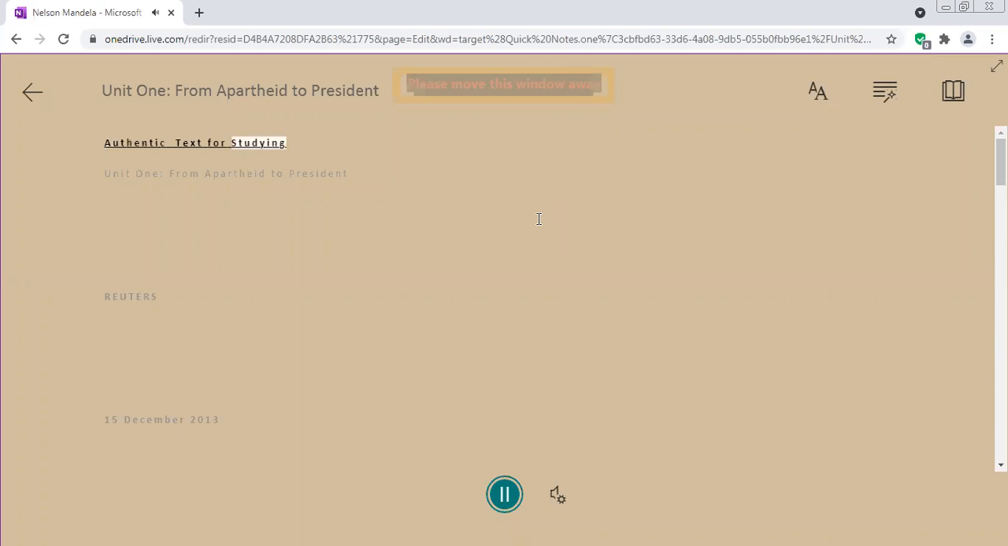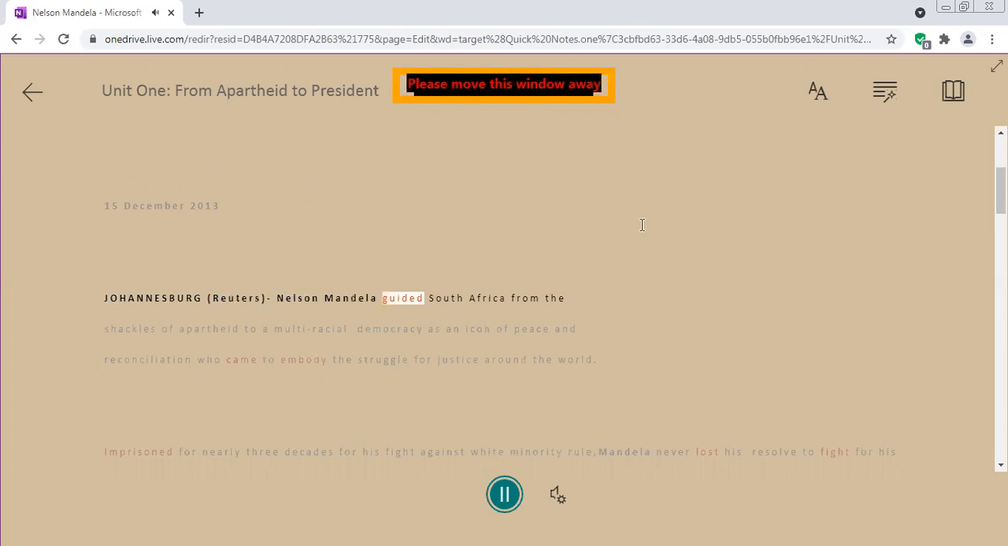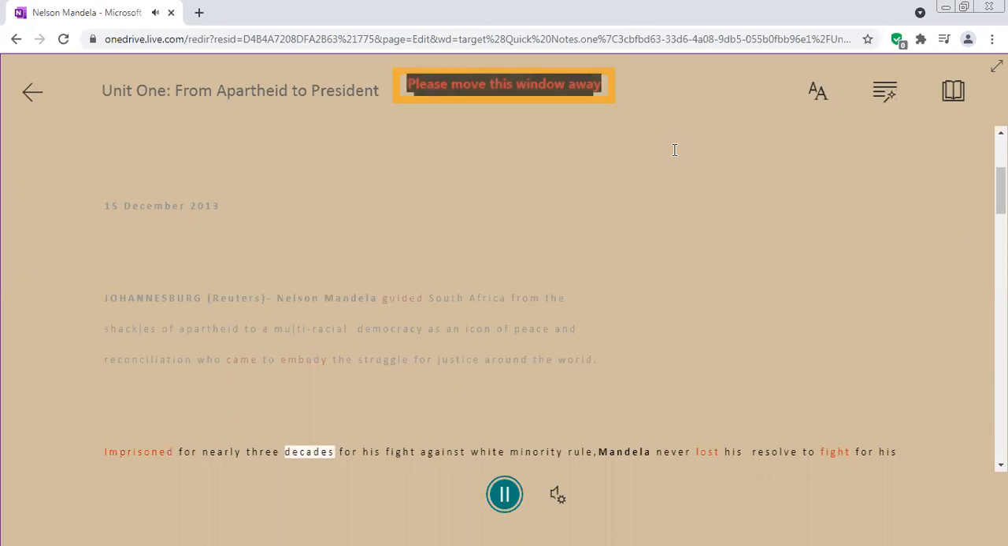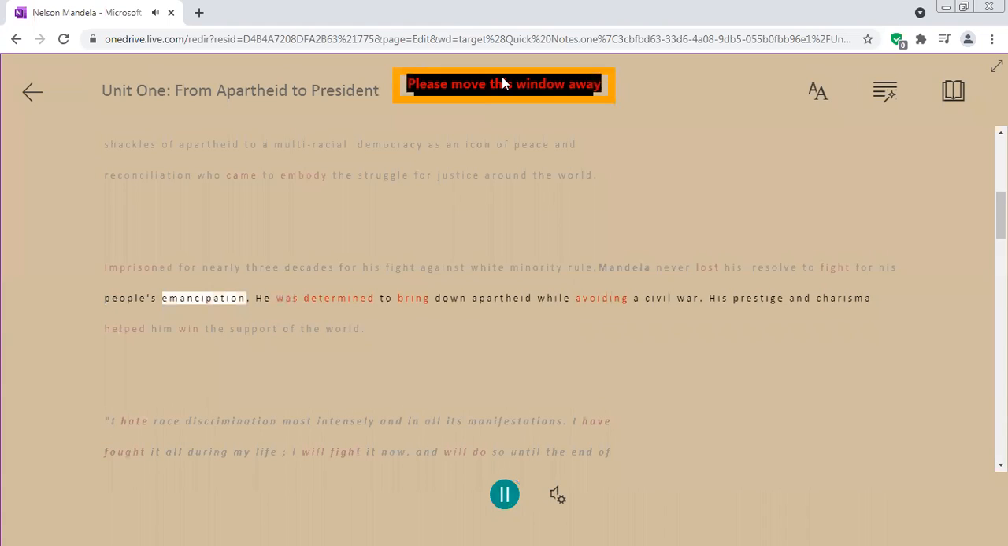Authentic text for studying. Unit 1, From Apartheid to President. Reuters, December 15th, 2013. Johannesburg, Reuters, Nelson Mandela guided South Africa from the shackles of apartheid to a multiracial democracy as an icon of peace and reconciliation, who came to embody the struggle for justice around the world. Imprisoned for nearly 3 decades for his fight against white minority rule, Mandela never lost his resolve to fight for his people's emancipation. He was determined to bring down apartheid while avoiding a civil war. His prestige and charisma helped him win the support of the world.